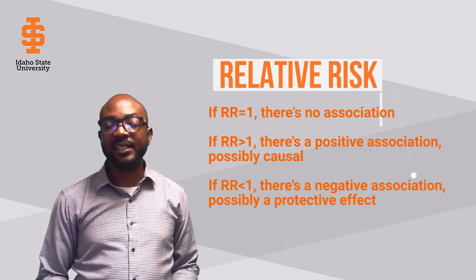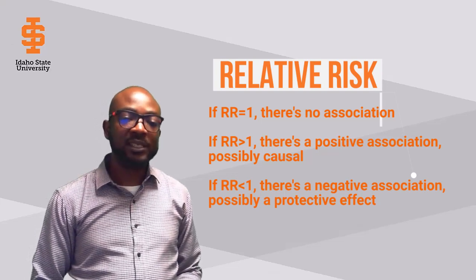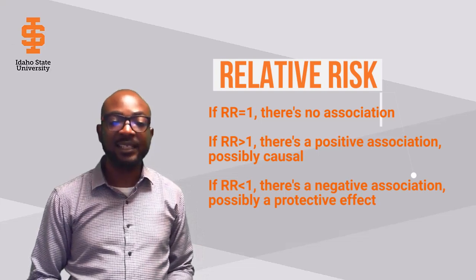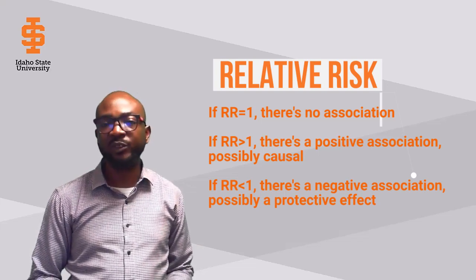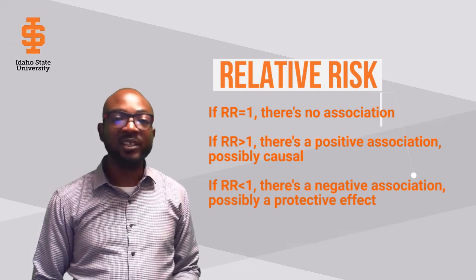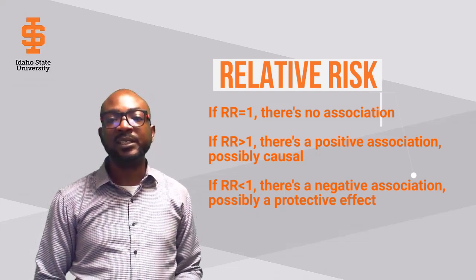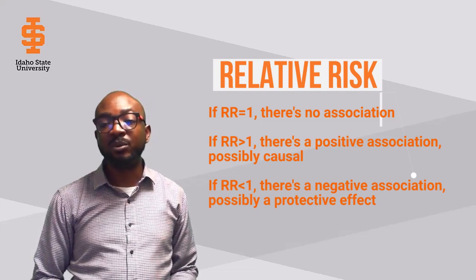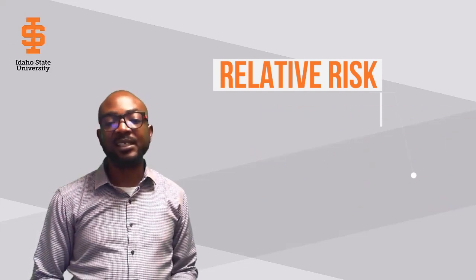If the relative risk is less than 1, the numerator is less than the denominator, and the risk in exposed persons is less than that in the non-exposed individuals. This is evidence of a negative association, and it may be indicative of a protective effect. Such a thing can be observed in people who are given an effective vaccine.